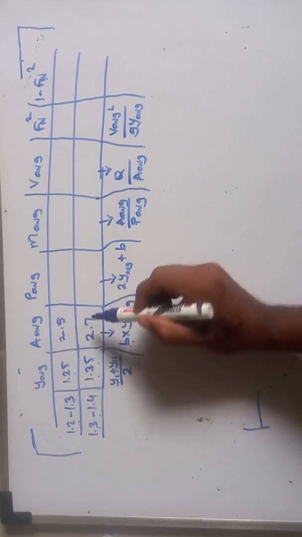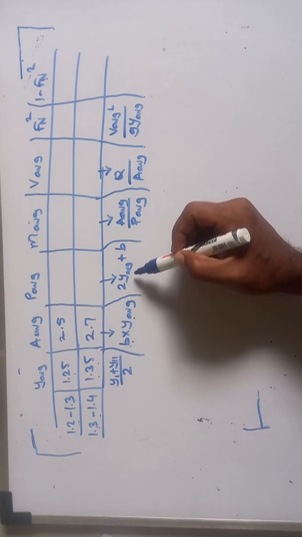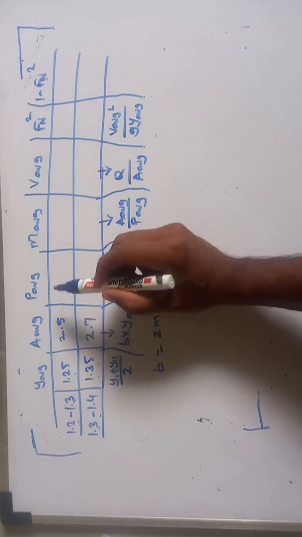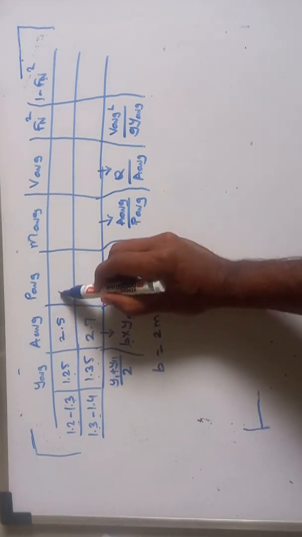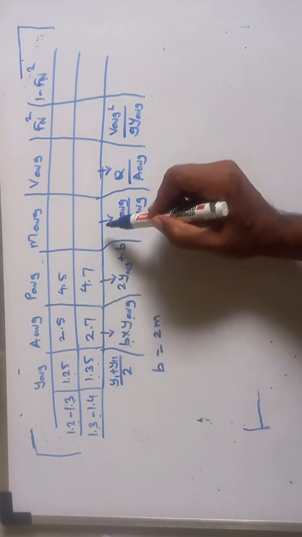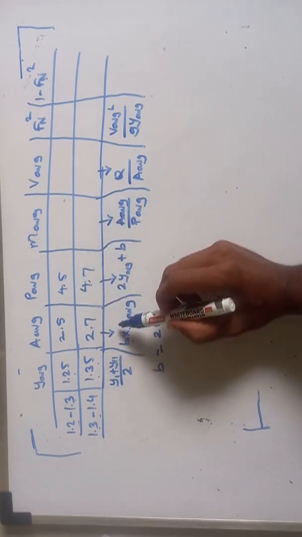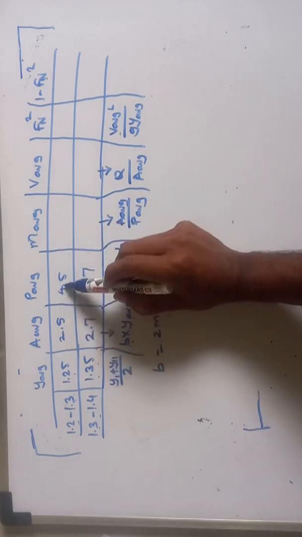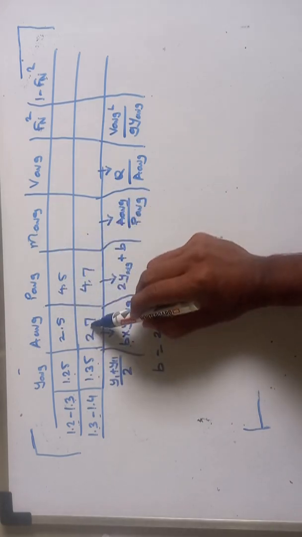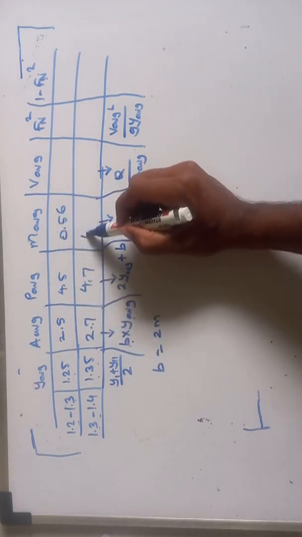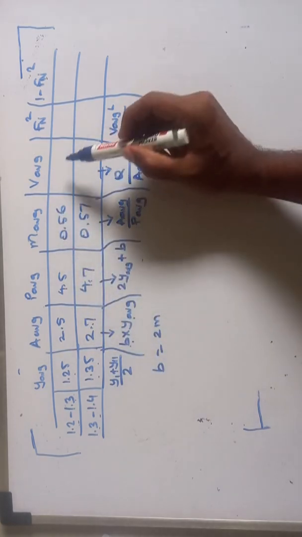This is 2.75. Then P average is nothing but 2 times Y average plus breadth. We know breadth value is equal to 2 meter. So P average is, for this section 4.5, for this section 4.7. I know M average. M average is the ratio of A average and P average. This value is this divided by this. Like that, this value is this divided by this. So this value we get as 0.56. This value is 0.57.